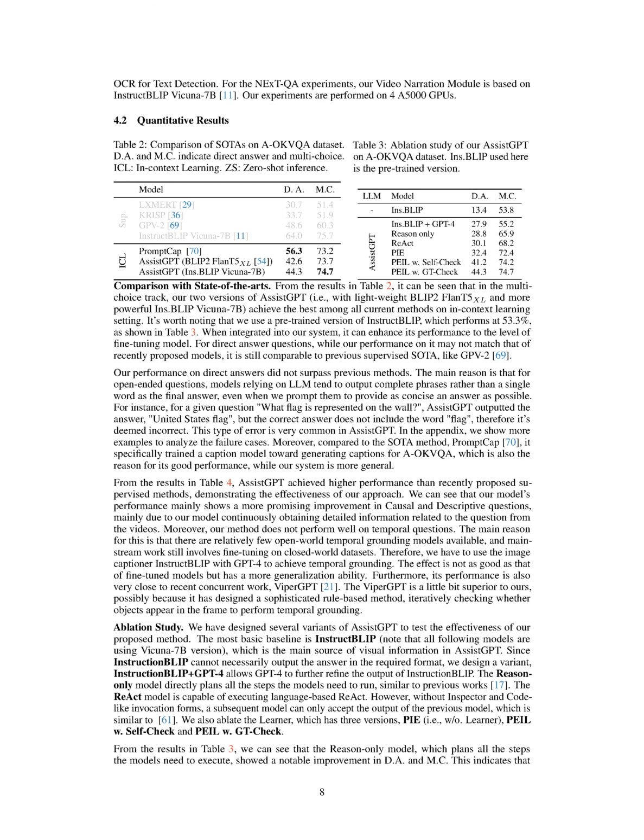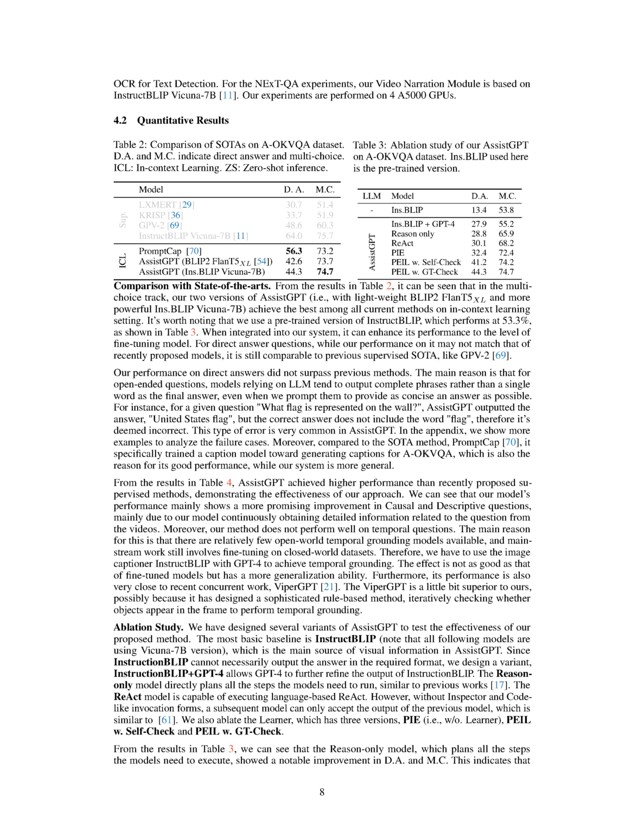Our most fundamental baseline is InstructBLIP, which serves as the primary source of visual information in AssistGPT. To address the issue of InstructBLIP not necessarily producing the desired answer format, we designed a variant named InstructBLIP plus GPT-4, which allows GPT-4 to refine InstructBLIP's output further.